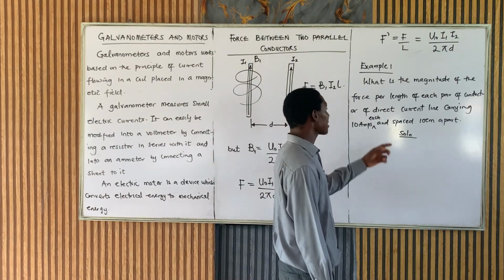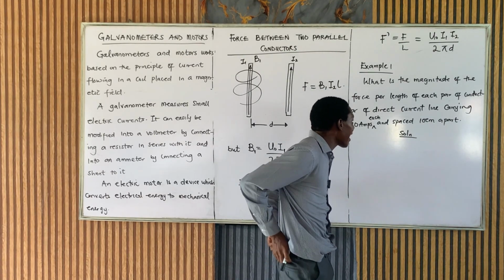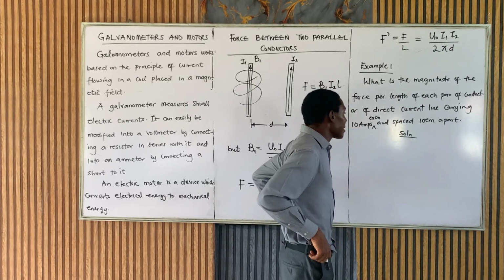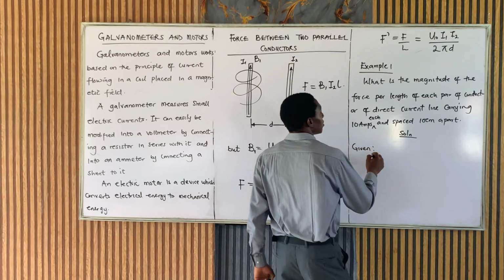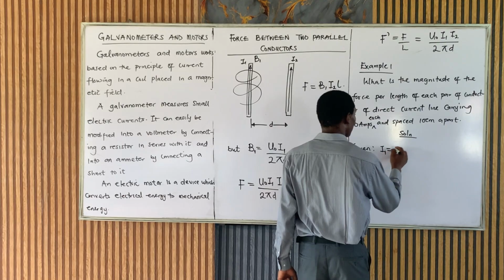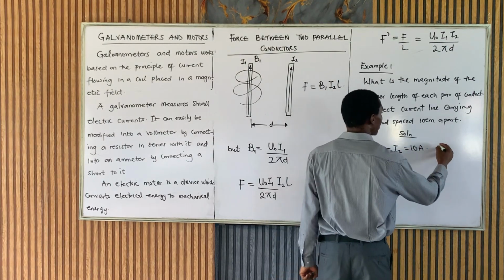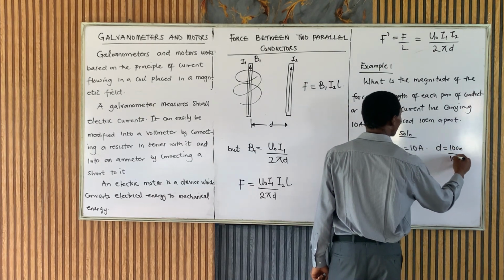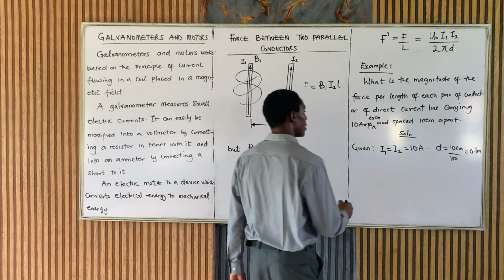Example 1. What is the magnitude of the force per length of each pair of conductors of a direct current line carrying 10 ampere each and spaced 10 cm apart? Well, the first thing, let's set out what we are given here. We are given the current, that's I1, which is I2, 10 ampere. And then we are given that the distance between them is 10 cm, which converted to meter will give us 0.1 meter. Okay? So let's calculate now.